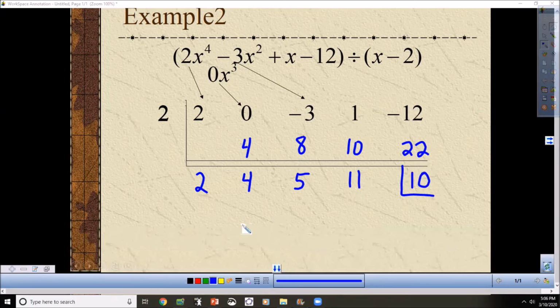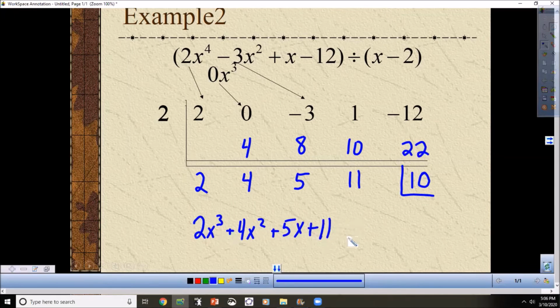So for this problem, our quotient is 2x cubed. Remember, this power is always going to be one step down from the original polynomial we started with. So 2x cubed plus 4x squared plus 5x plus 11 with a remainder of 10.